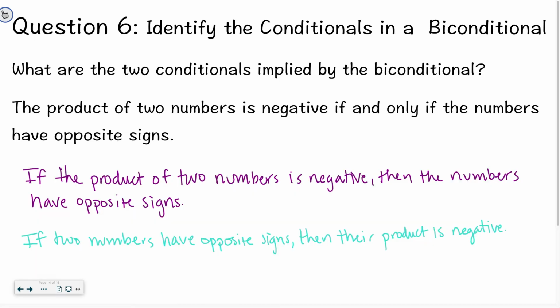Hopefully you ended up with two conditionals that look something similar to what I have. If the product of two numbers is negative, then the numbers have opposite signs. And if two numbers have opposite signs, then their product is negative.